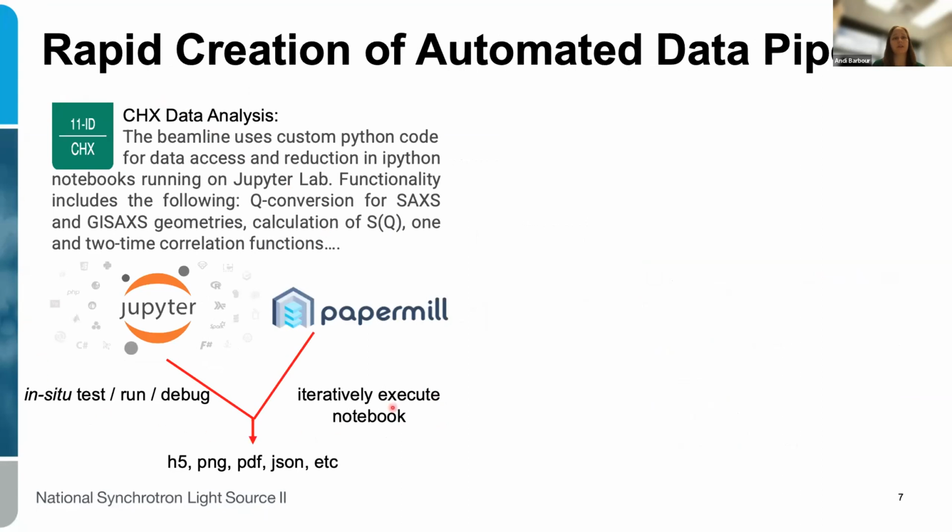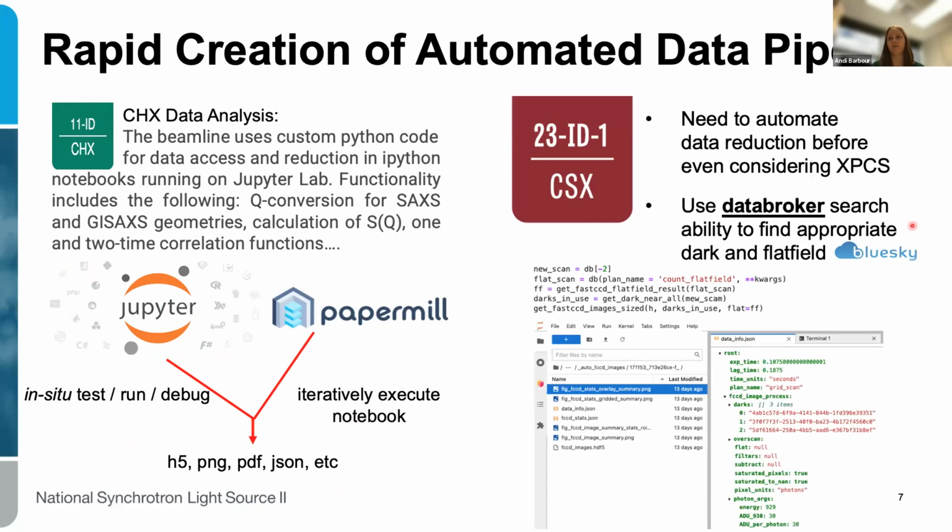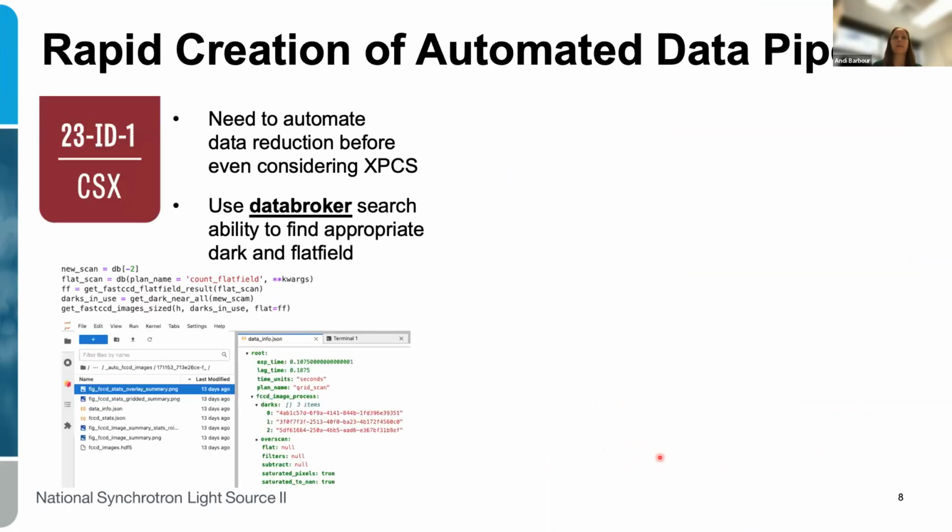So to deal with a lot of this large data, we took a page from CHX, where they've developed this papermill pipeline to iteratively execute Jupyter notebooks and generate custom files in an automated way. But before we could even think about doing that for XPCS, we had to figure out how to reduce the images. So some effort was spent doing that in an automatic way, using Data Broker's search features to find the appropriate dark images and some other metadata that would be recorded along with the corrected and fully normalized detector images that would be the input for any XPCS analysis.